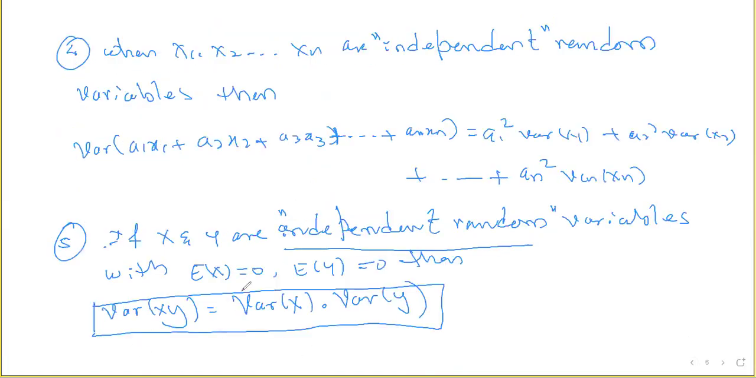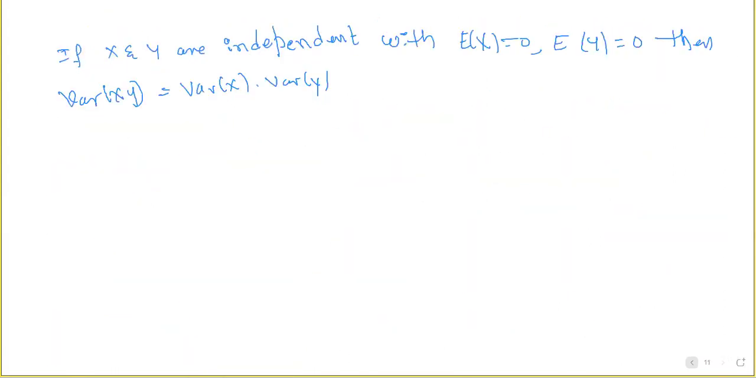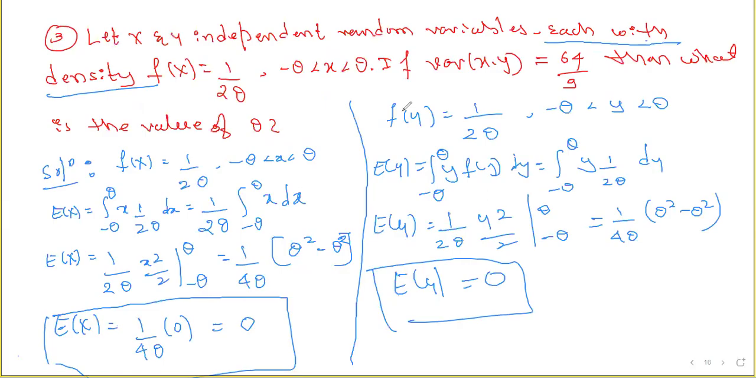By remark number 5, if X and Y are independent random variables, with expected value of X equal to 0 and expected value of Y also 0, then only this is proved, otherwise it is not. So here variance of XY equals variance of X into variance of Y, right? So come back to our example. We need to find out variance of X and variance of Y.